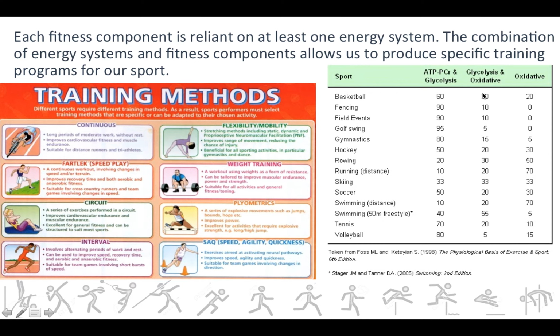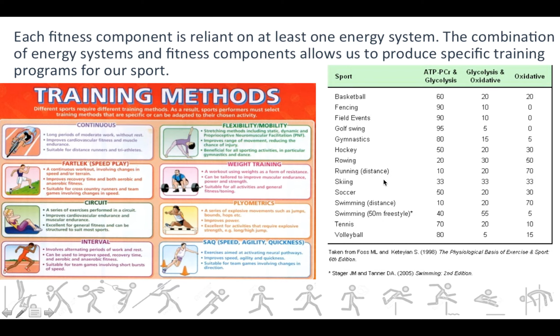Okay, so for basketball, 60% energy is in that ATP-PC system, really high levels of anaerobic energy. It's followed by 20% in both the lactic acid and our aerobic or oxidative. Think oxygen. We need oxygen to produce energy in our aerobic system.